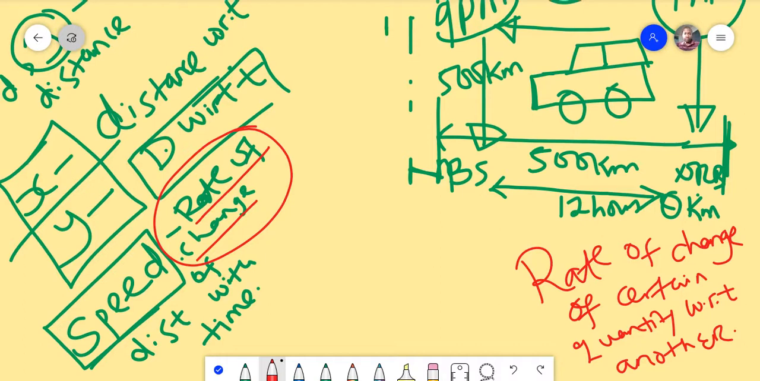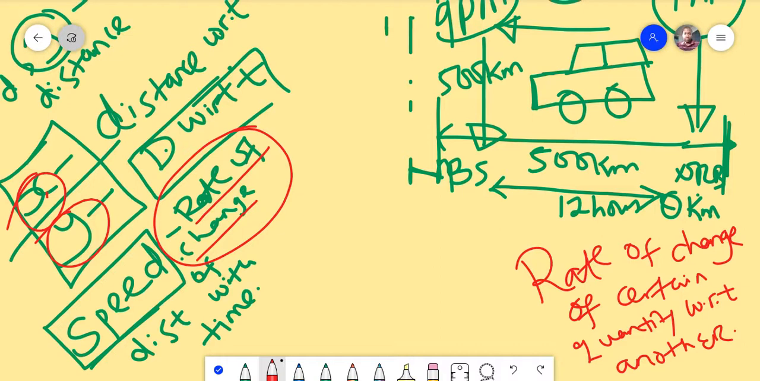So we shall say maybe speed with respect to time, or distance with respect to time. So just two quantities, two variables, only x and y. And when we go to higher differentials or higher degrees of differentiation, you can even have multiple quantities changing with respect to one variable.